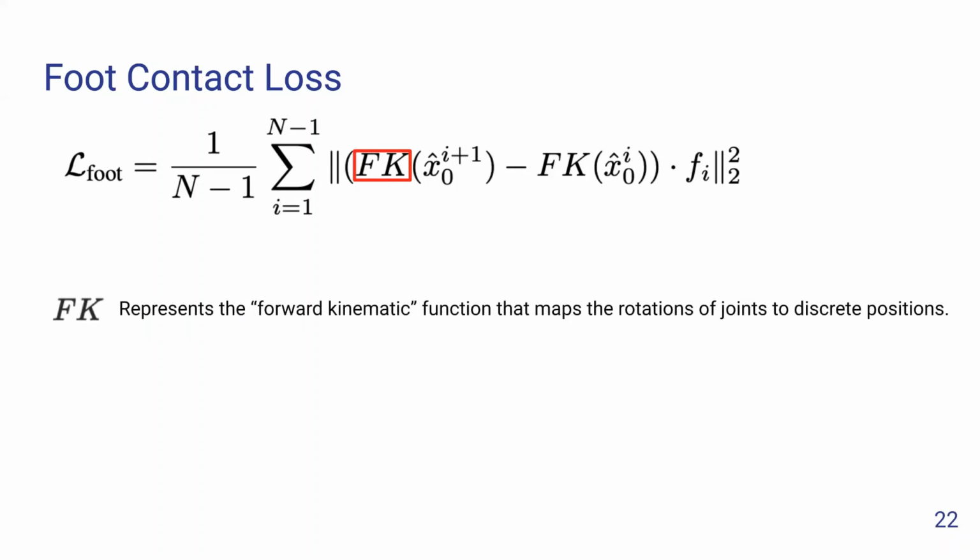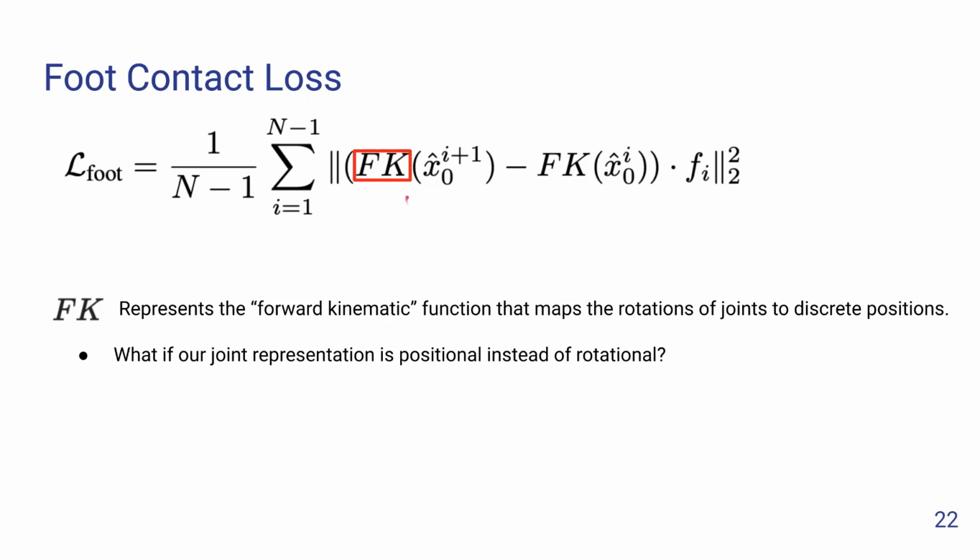Next, let's talk about what FK means. FK represents the forward kinematic function. You don't have to worry about the weeds of how it works internally. It's more of a physics problem. However, what you do need to know is that it maps rotational data to discrete joint positions. You may have remembered earlier, I said that a joint representation in this model can be either rotational or positional. And this FK model takes rotational data and converts it to positional data.